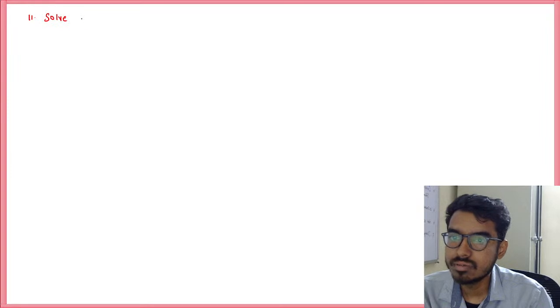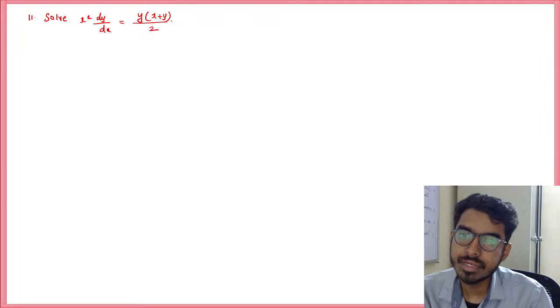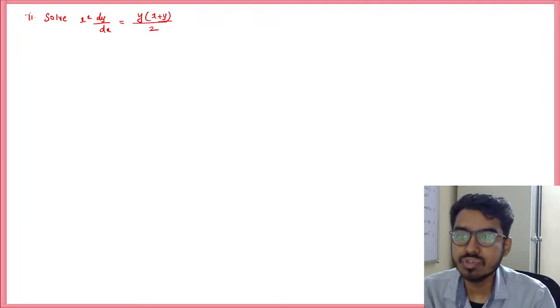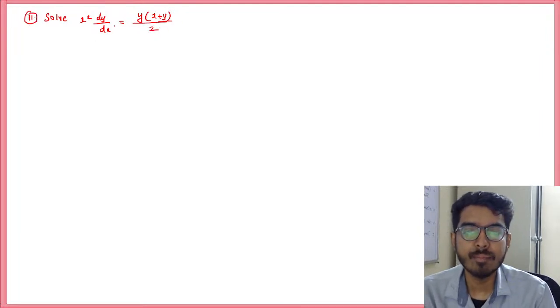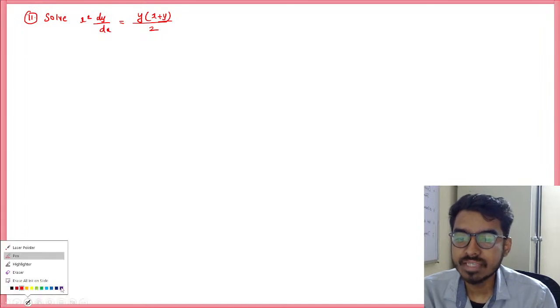So solve x square dy by dx is equal to y into x plus y by 2, right? This is the continuation of the previous class. We have already completed 10 problems in the previous class, so we are just continuing, right?